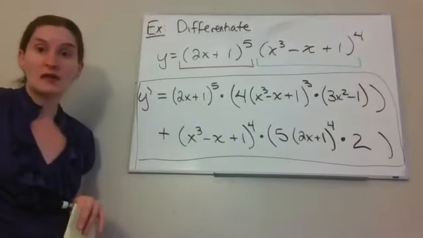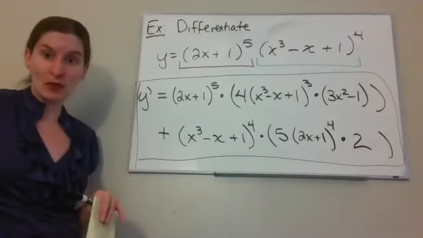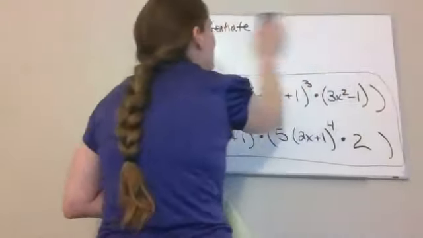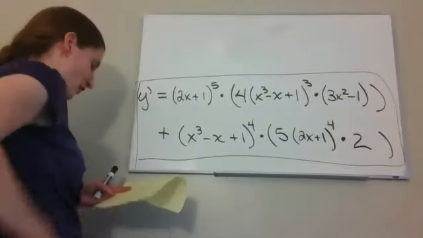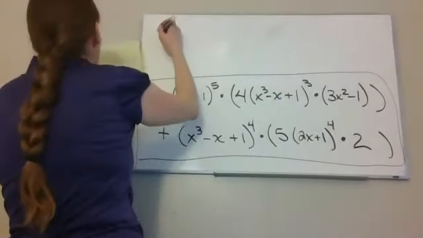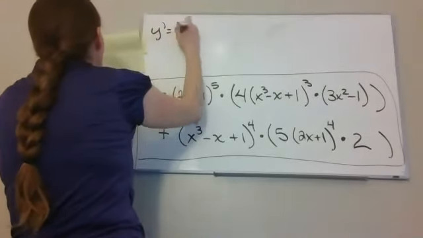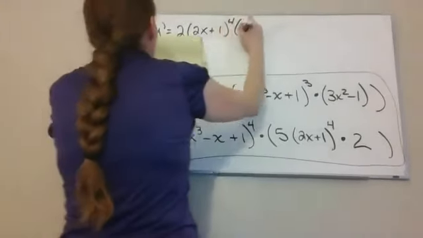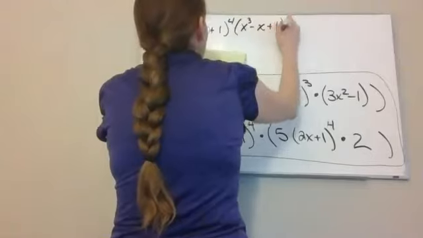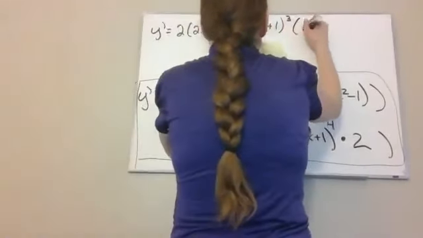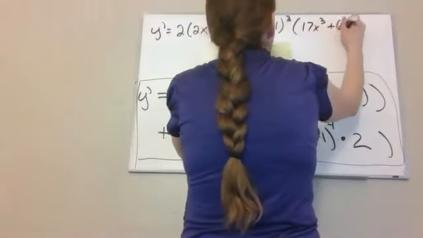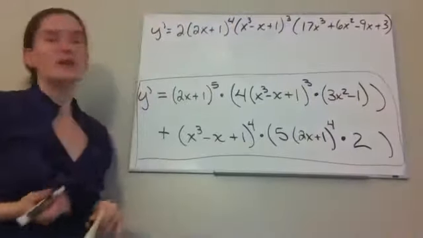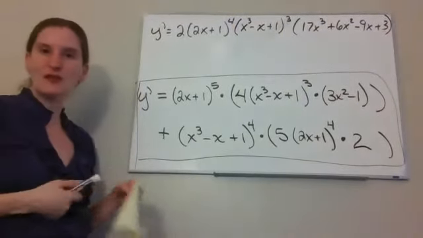If you are curious and want to find the simplified version and want to know if you got it right, if you want to practice your algebra skills, you should be able to get this simplified to 2 times (2x plus 1) to the 4th times (x cubed minus x plus 1) to the 3rd times (17x cubed plus 6x squared minus 9x plus 3). So if you really want to try to simplify this, see if you can get that answer.